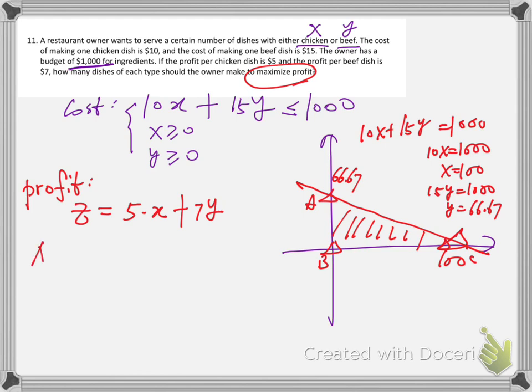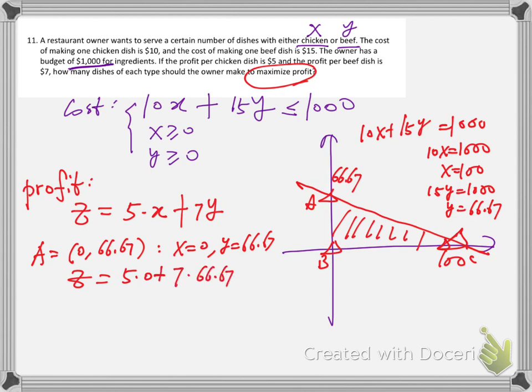Okay, so again, point A is 0, 66.67, right? So X is 0, Y is 66.67. So what is Z? Z is 5 times 0 plus 7 times 66.67. So Z is 466.69, right?